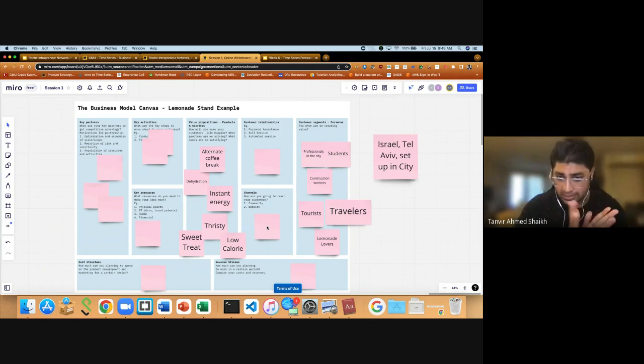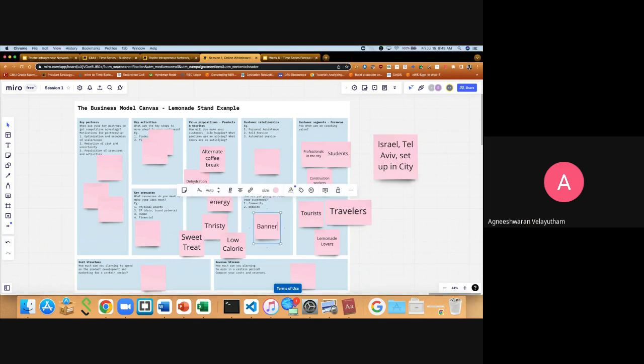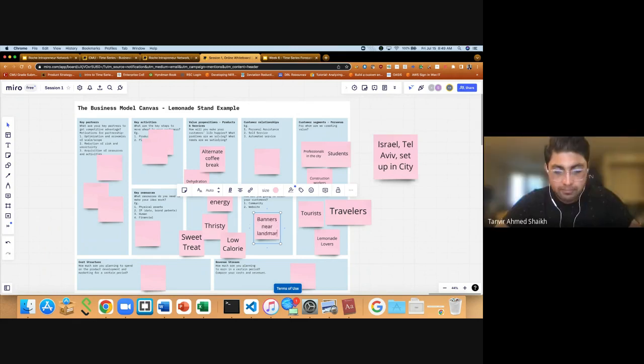So go for it. Let's talk about the channels. How will you reach out to folks? Maybe we can use banners in front of critical landmarks so that it would showcase that we have lemonade in and around here. Awesome. So banners, landmarks, what else?